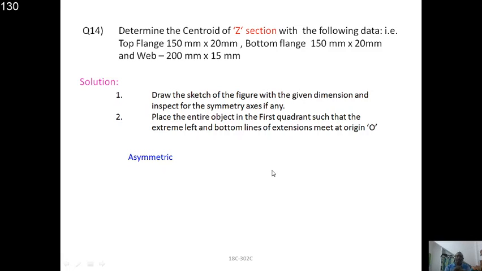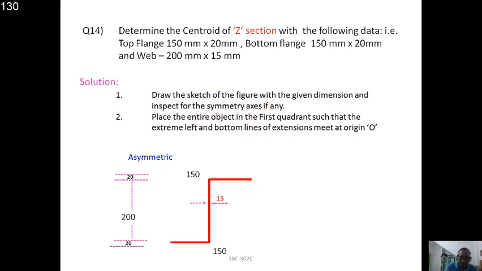Now a similar Z section has been given, but the reversed orientation can also take place. You see that now this is the orientation. Please compare the Z shape.